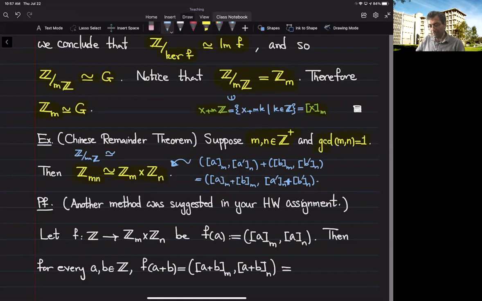Now we are in the realm of this general recipe. Whenever I want to show a factor group is isomorphic to another group, it's better to start with the numerator and a group homomorphism from the numerator to the other side. And then we hope that the kernel of this group homomorphism is the denominator, and therefore by applying the first isomorphism theorem, we get the desired result.